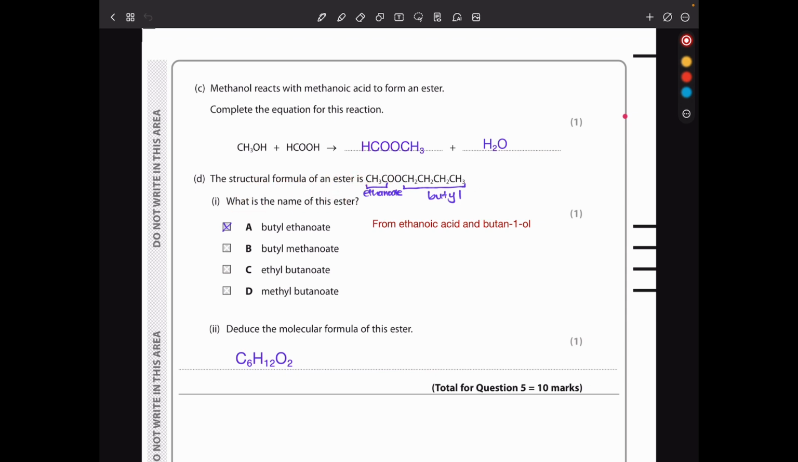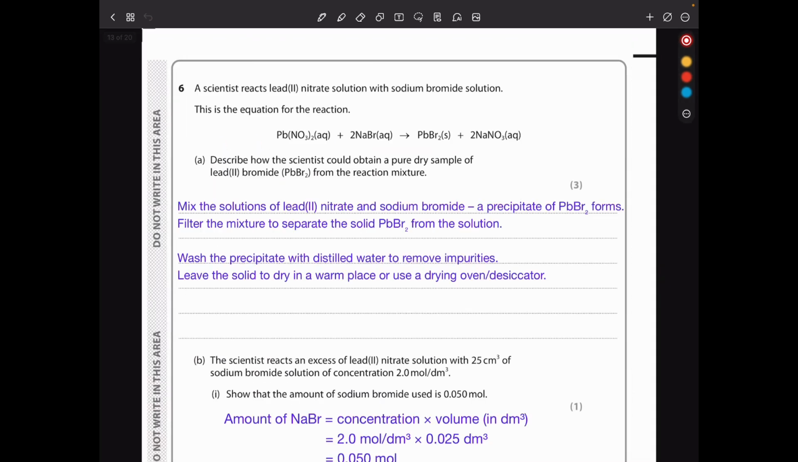What is the name of this ester? Now, if you look at this ester, this part, the CH3CO comes from the carboxylic acid, and this CH3CH2CH2CH2O comes from the alcohol. So since it's a butanol, so it's going to be butyl and then ethanoate. So the answer should be butyl ethanoate, which is A. Then deduce the molecular formula of this ester. It's carbon 6, hydrogen 12, oxygen 2. That's the answer. In question 6, the scientist reacts lead II nitrate solution with sodium bromide solution.